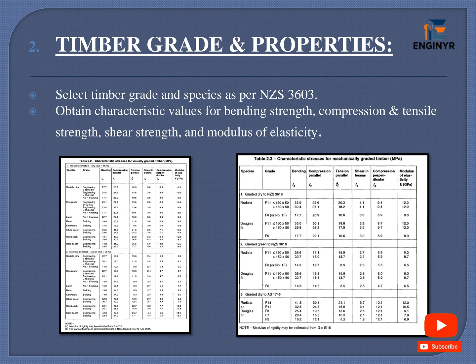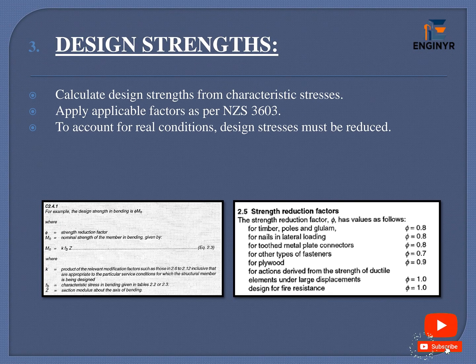Timber grade and properties. Select the timber grade and species as per NZS 3603 and obtain characteristic values for bending strength, compression and tensile strength, shear strength, and modulus of elasticity. Design strengths. Calculate design strengths from characteristic stresses, applying the applicable factors as per NZS 3603. To account for real conditions, design stresses must be reduced.